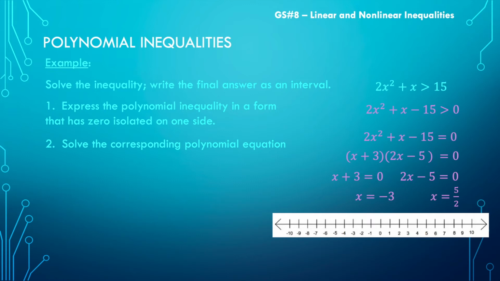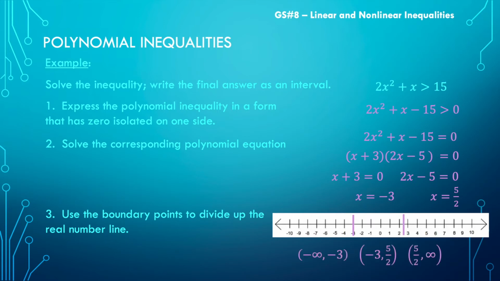So we've taken care of step 2. Our boundary points for our number line will be -3 and 5/2. We're going to use those boundary points to divide up the real number line. We're just going to identify where those are on the number line. We got -3 and 5/2, and notice that that creates 3 intervals on the number line, right? Here are our 3 intervals: -infinity to -3, -3 to 5/2, and 5/2 to infinity.